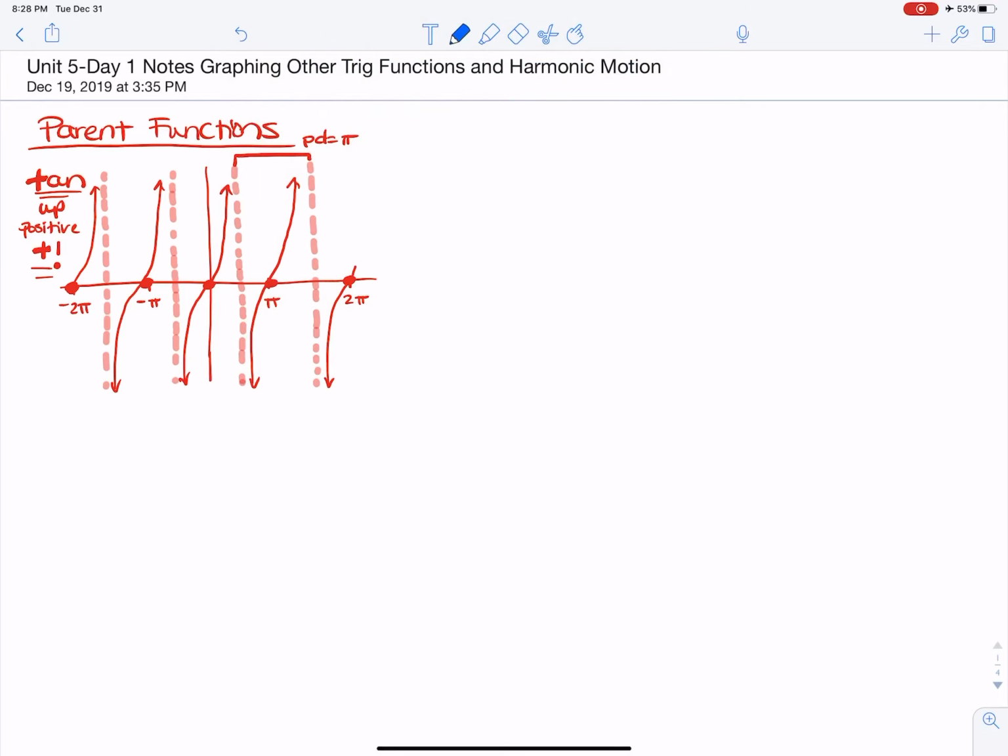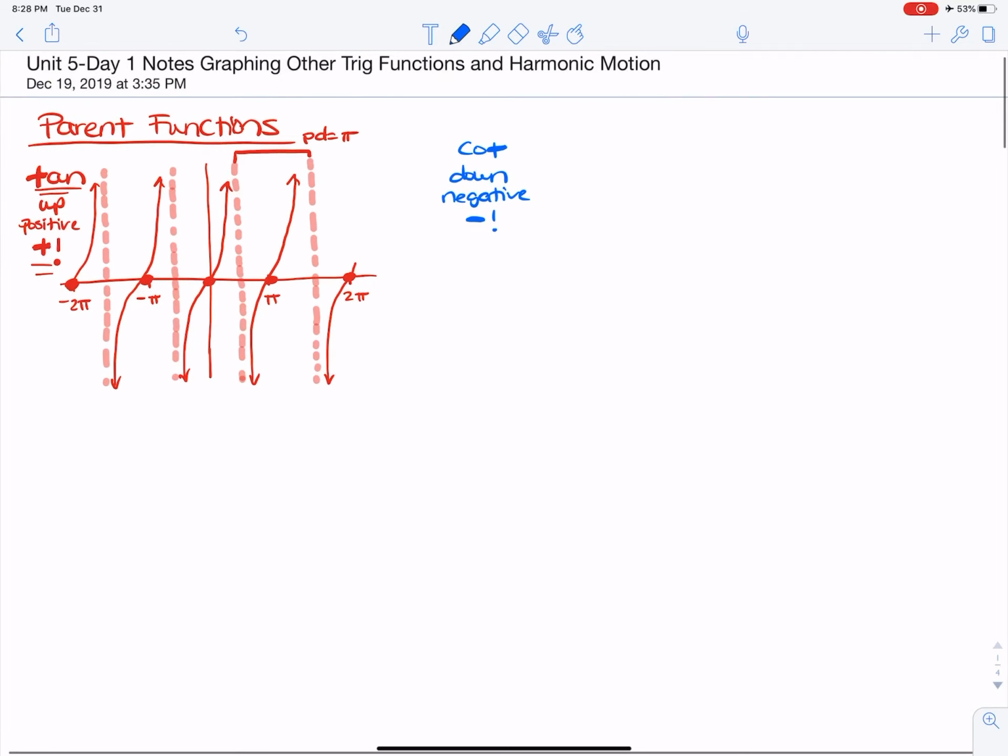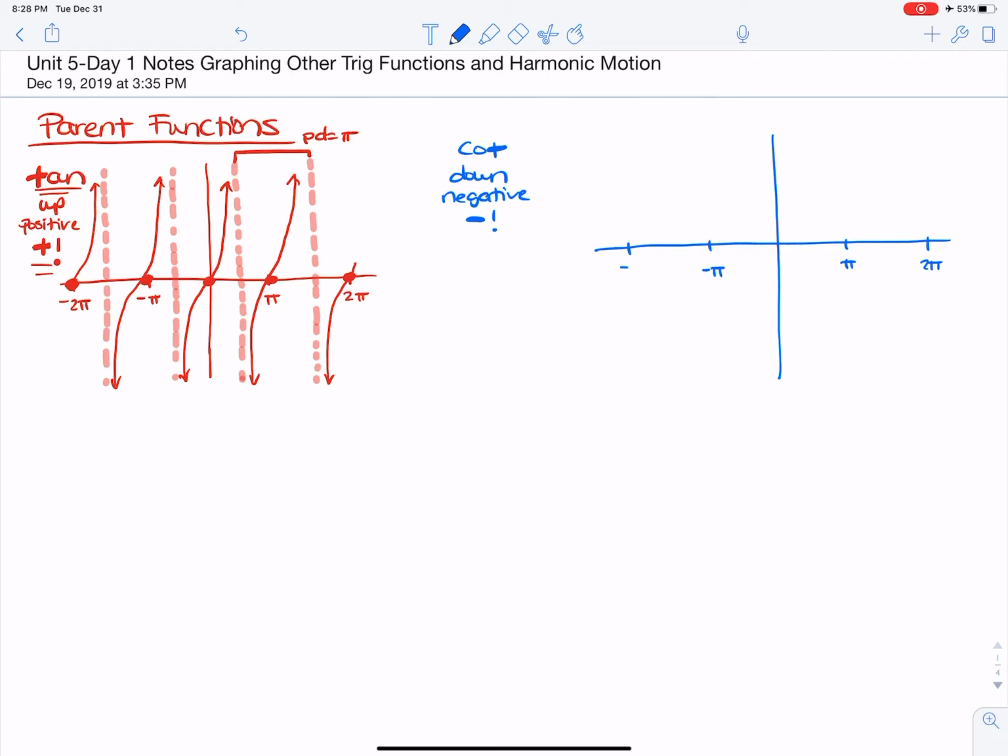Then we have its inverse, which is cotangent. Since it is an inverse, it opens down, it's negative, and it's a minus sign. The only thing I think of with the minus is the cross part of the T. Other than that, I just remember. Let's zoom back out. And so here's our T, and we want to do it the same way. Start with pi and 2 pi, negative pi and negative 2 pi.